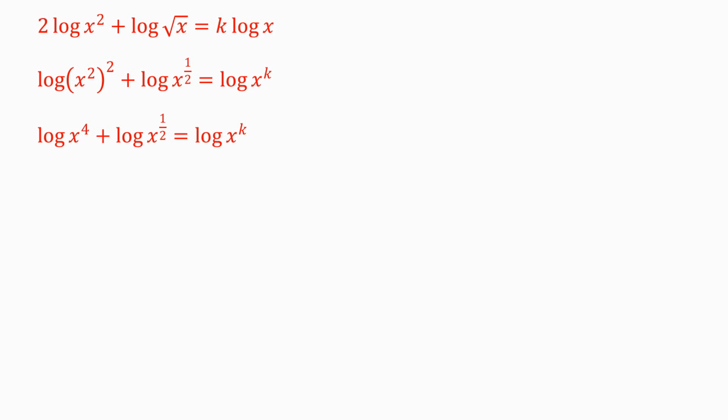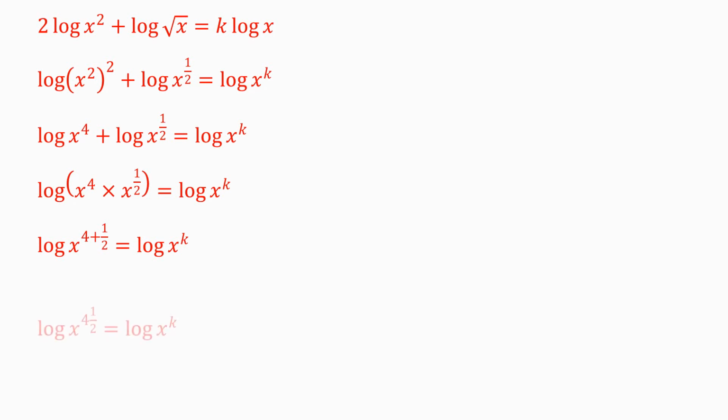Then using the rules of logarithms, when we have log a plus log b, we can write it as log a times b, and therefore this can be written as log x raised to power 4 times x raised to power half is equal to log x raised to power k. We open the bracket, since the bases are the same, we add up the powers. We have log x raised to power 4 plus a half is equal to log x raised to power k. So we have log x raised to power 4 and a half is equal to log x raised to power k.